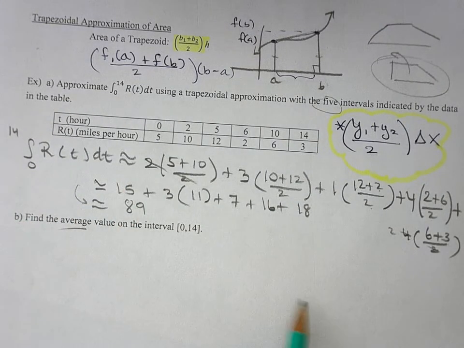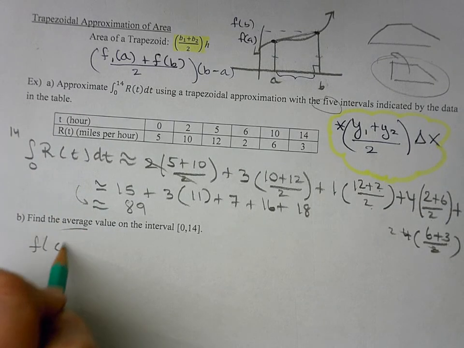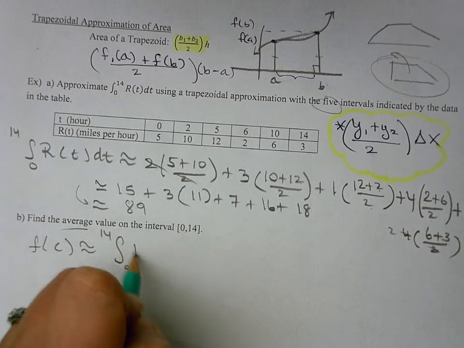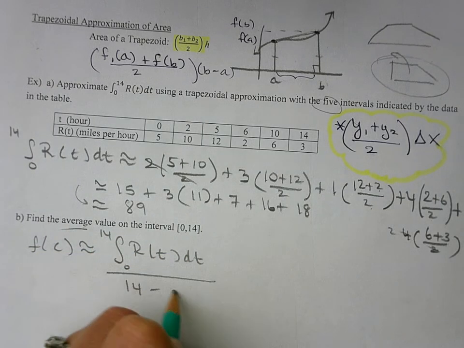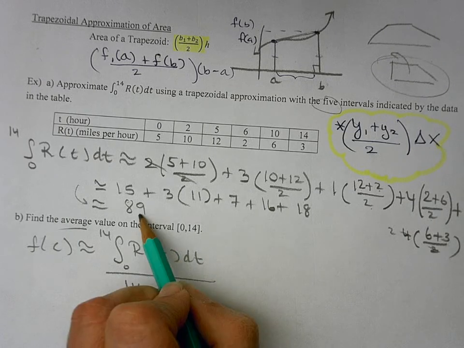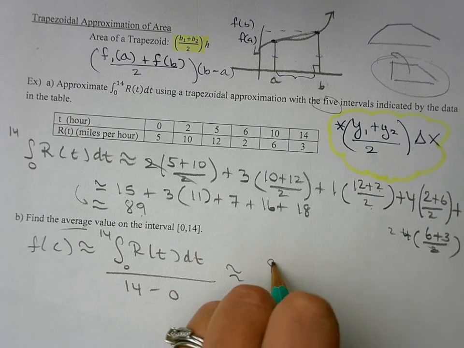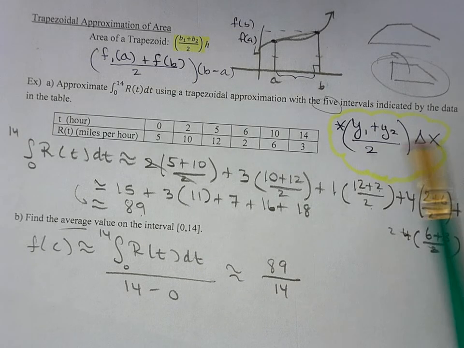So then finally, the average value. Typically we use f of c to represent that, and it's going to be the integral from 0 to 14 of r of t dt, all divided by 14 minus 0. We got 89 for that particular value, so that would be 89 divided by 14, and that would be my average value. All right, there you go.